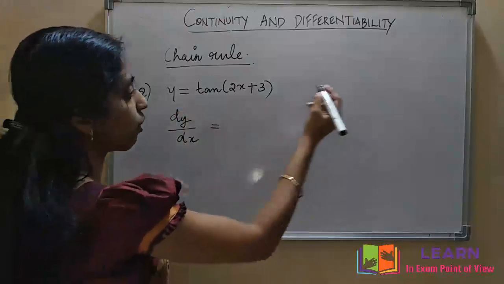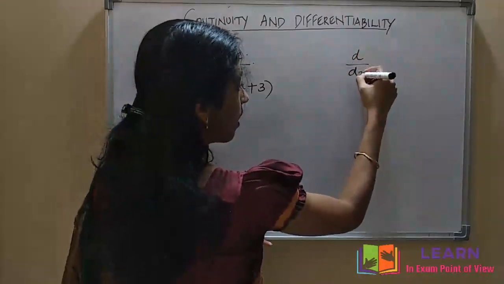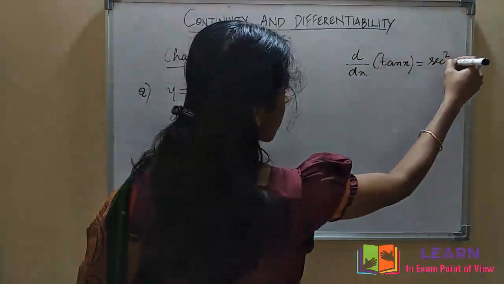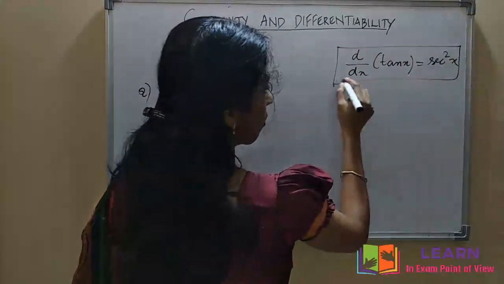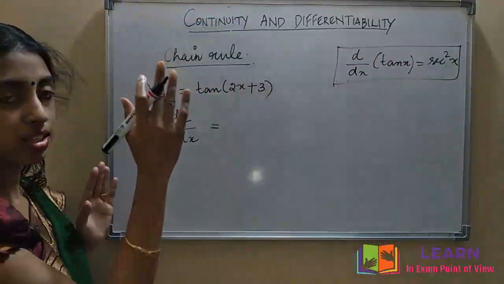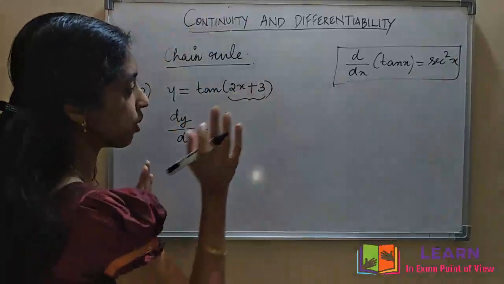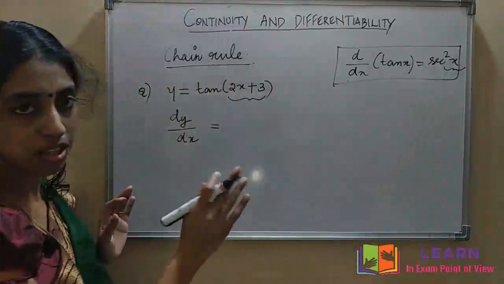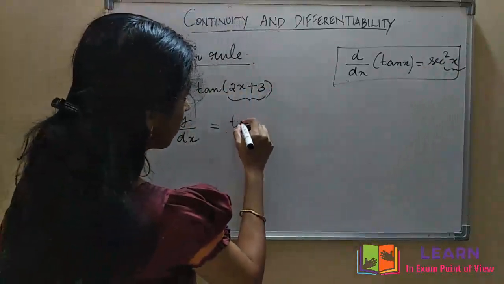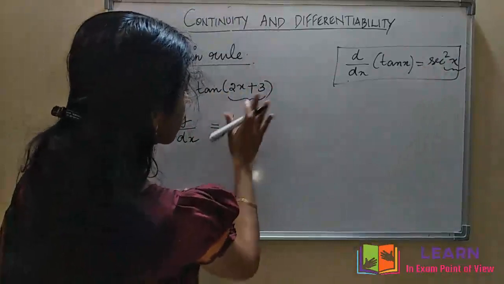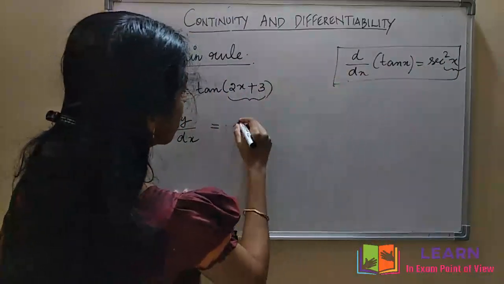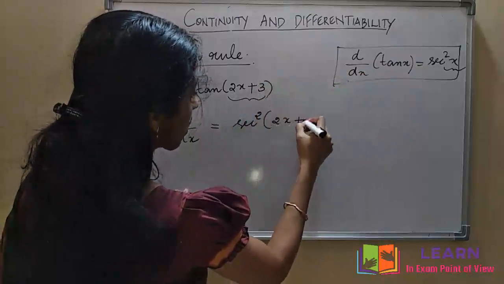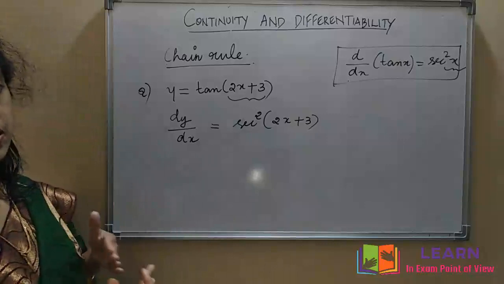We know the formula: d by dx of tan x, we have studied, is sec square x. This formula we have already studied. Assume this term as x, and in the place of x, substitute 2x plus 3. That is, in the place of tan x we get sec square, and in the place of x you substitute 2x plus 3. This is called the chain rule.